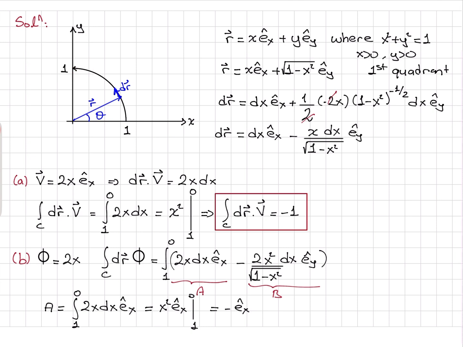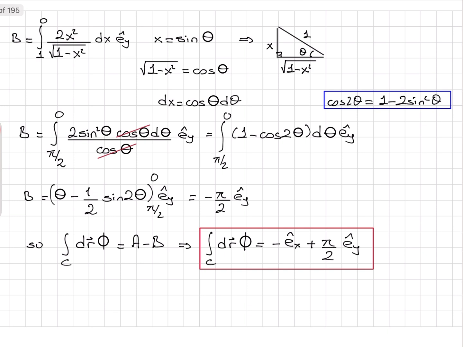And I called the integral of 2x dx ex hat a. That's the integral from 1 to 0 of 2x dx ex hat, which is x squared ex hat from 1 to 0, which is minus ex hat. And I called the integral of 2x squared dx over square root of 1 minus x squared ey hat b. And making a substitution of x equals sine theta, I realized that the denominator is cosine theta. The top part is cosine theta d theta. Cosine thetas cancel. I have 2 sine squared theta d theta.